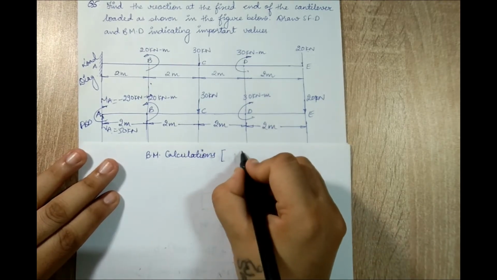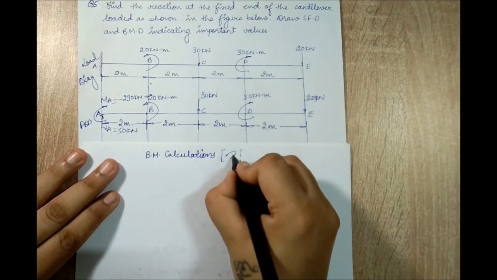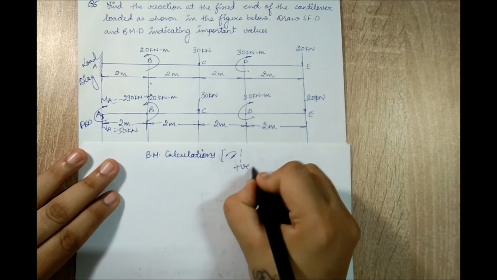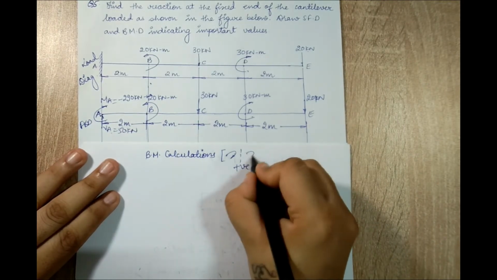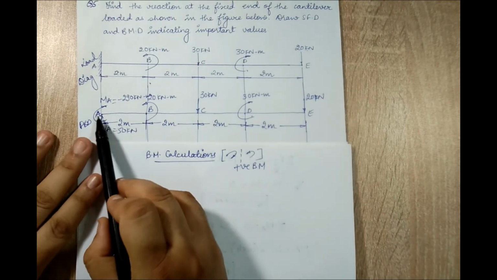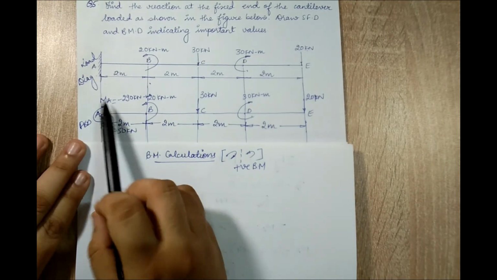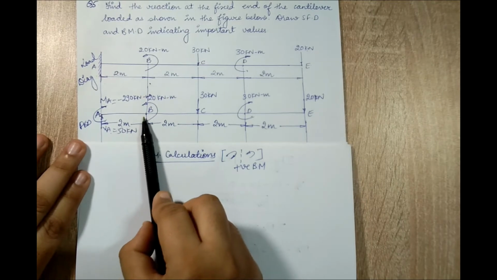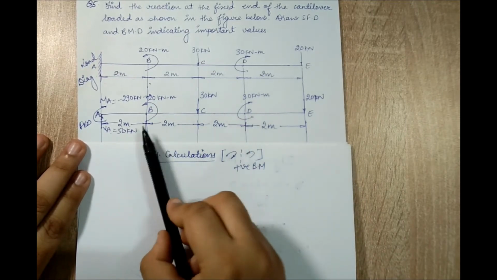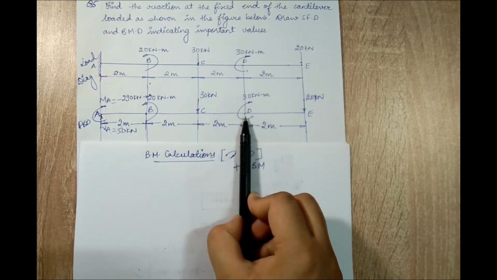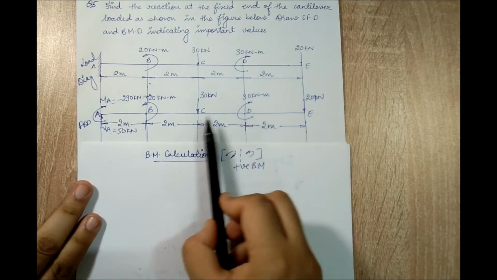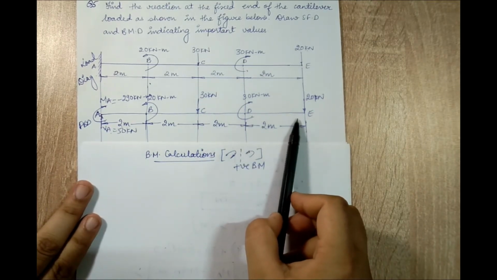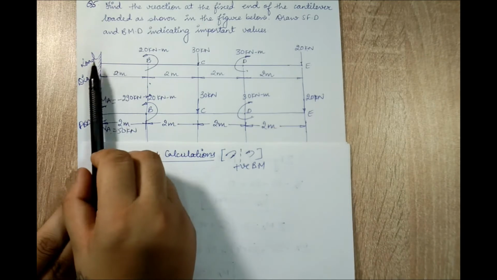I'll write the sign convention: to the left of the section, if I see any moment going clockwise, it is positive bending moment. At point A, there is a moment, so I will be calculating the bending moment at A twice, at B twice and at D twice, as at B and D also I have two moments which are visible. At C and E, I'll calculate the bending moment only once. So I'll start with point A.